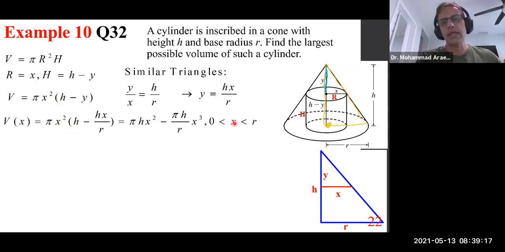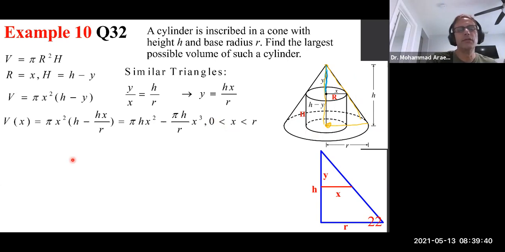So pi x squared, h minus, and we replace the y. And why is it that x is between 0 and r? I hope you realize this is x, this is r. Can x be 0? No, because if it's 0, we don't have a cylindrical shape. Can it be r? No, because if it is, then we don't have a cone. So it's somewhere in between.